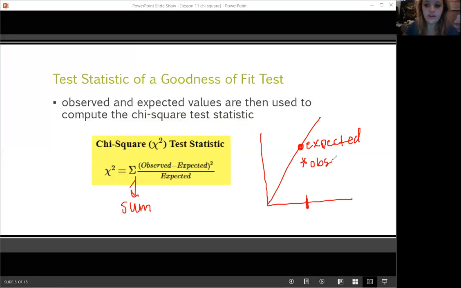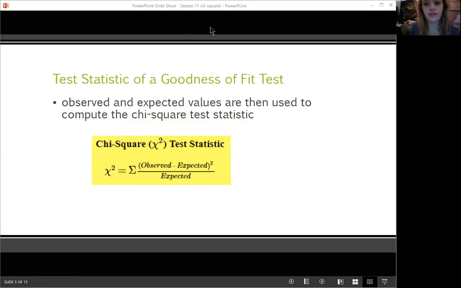So our observed isn't always going to be on the line, which is why we're trying to find the chi-squared test statistic. It's kind of finding an average between what our observed value was and our expected, using all the information from these to find an average of how far apart they were. It's similar to residuals, if you remember talking about that. Same idea there.